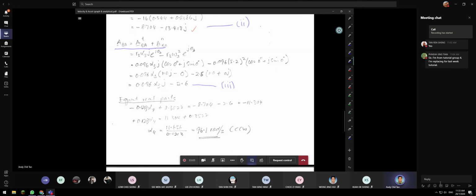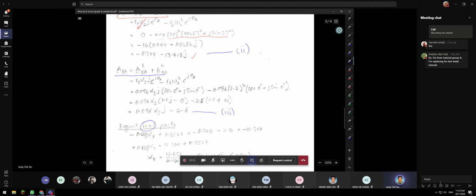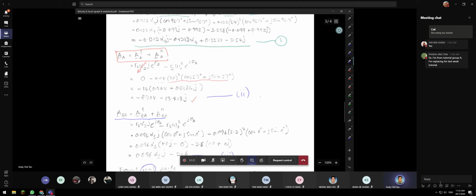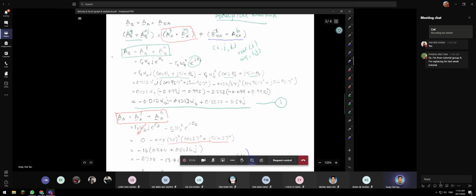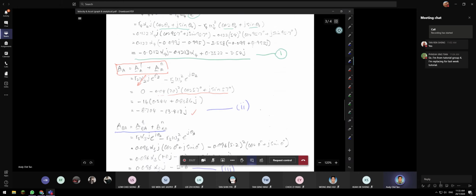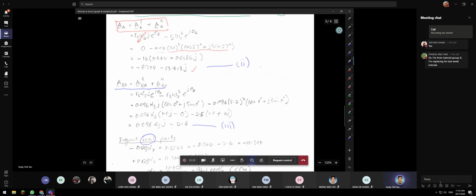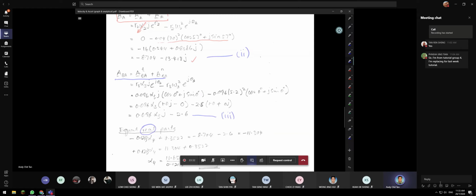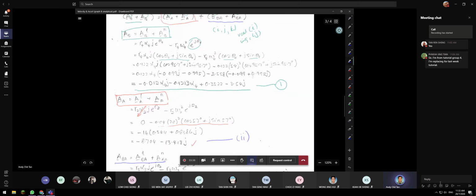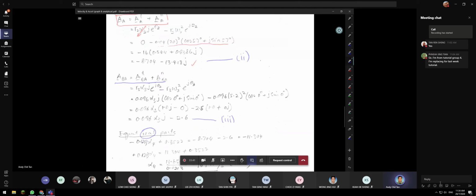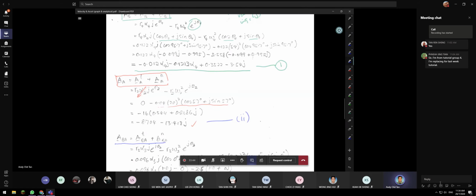Now, how do we find the value? We equate the real part. The real part means there is no j. So the real number of the acceleration of A equals the real number of the acceleration of B. The real part is here.